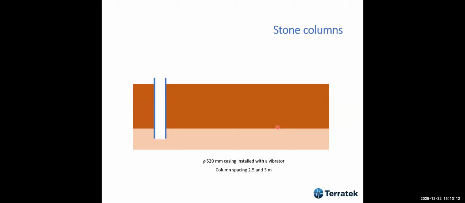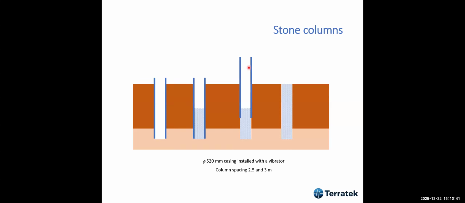So the stone columns were installed like this. They installed a 520 millimeter casing with a vibrator, and the columns were spaced 2.5 to 3 meters. And this was the early stage of stone columns. Then they poured the gravel, and then they pushed the casing with the vibrator. And this was the construction method.